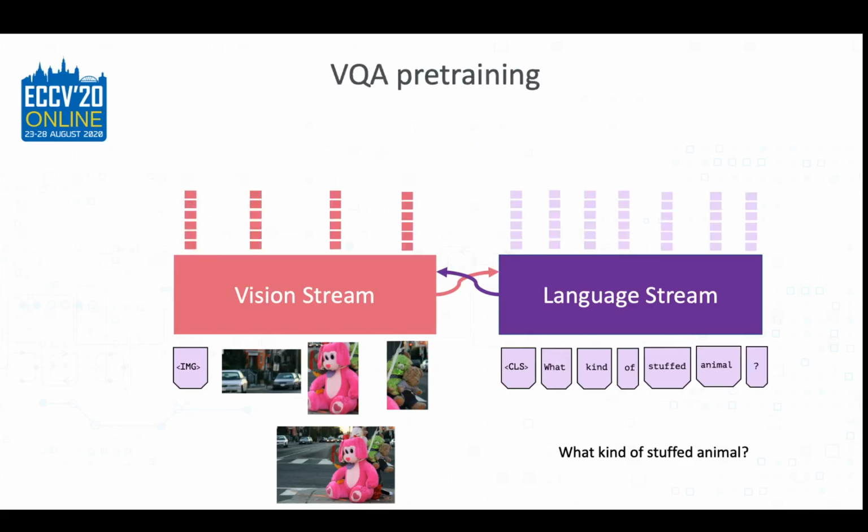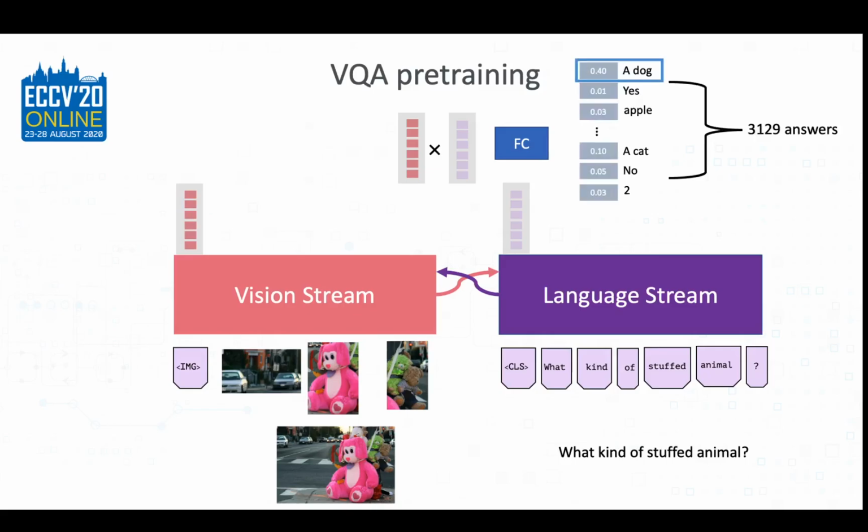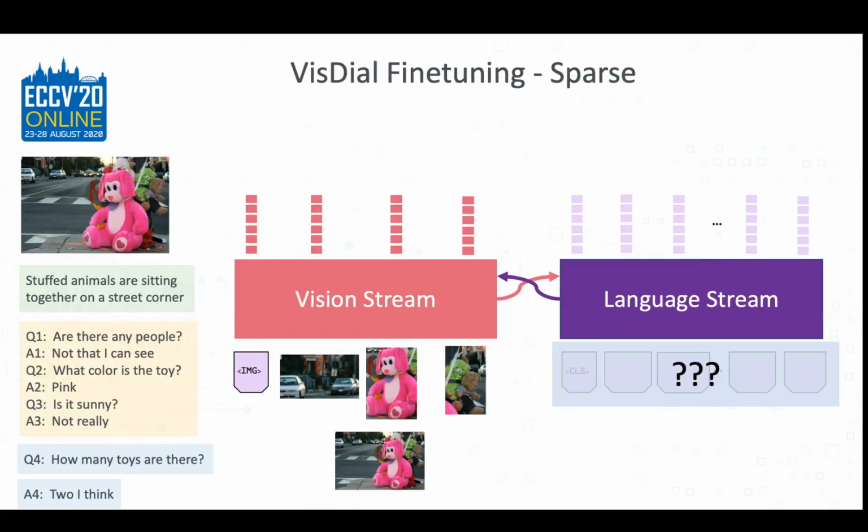We also pre-train on the VQA dataset, where similar to the conceptual captions pre-training, we transform the representations of the image and CLS tokens to predict a distribution over 3,129 answers in the VQA dataset. Following this, we fine-tune on the sparse annotations from the VisDial dataset.